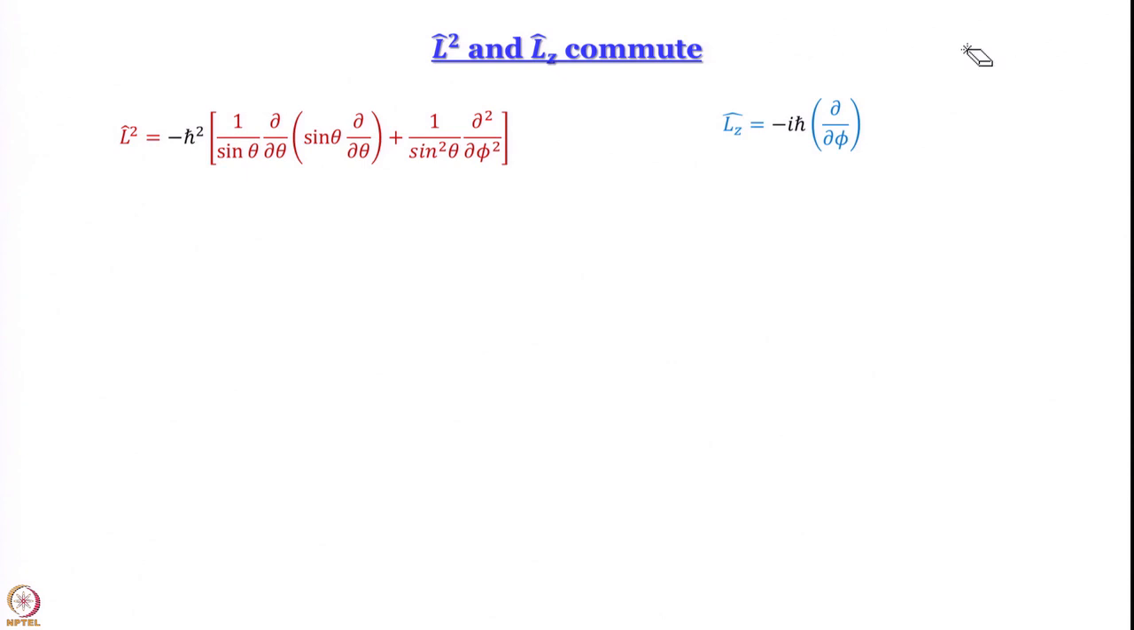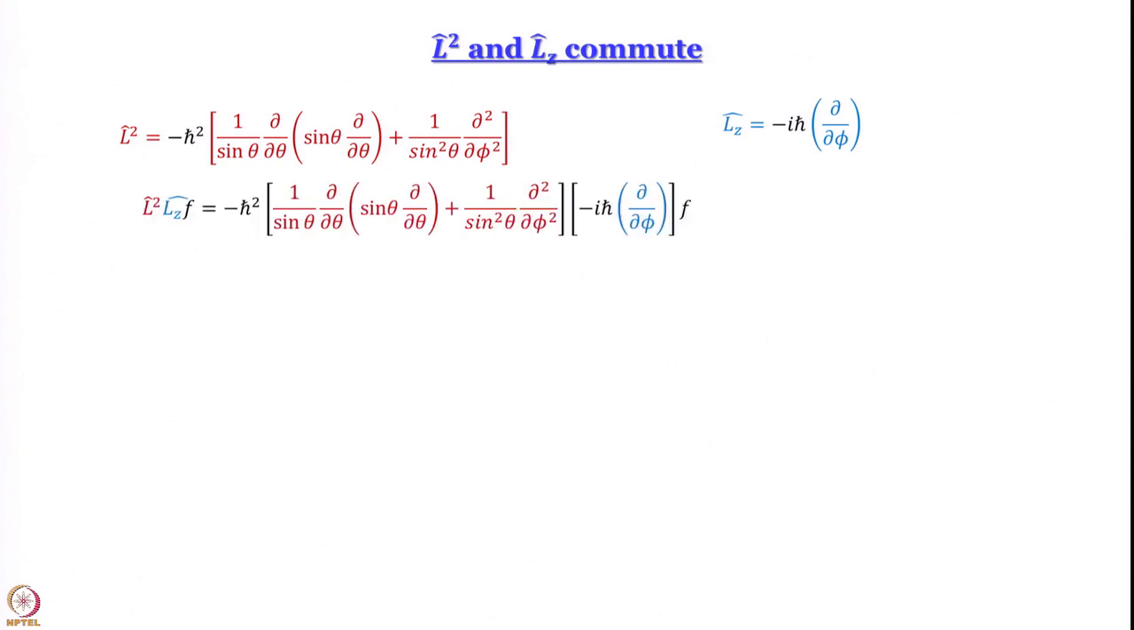Yeah. So, this is Lz. Let us see if they commute or not. So, first we will take this sequence. Make Lz operate on f first, then L square will operate on it. So, what do I get? You have f, f is a function, Lz is minus i h cross del del phi that operates on f, then this L square operator operates on the new function.